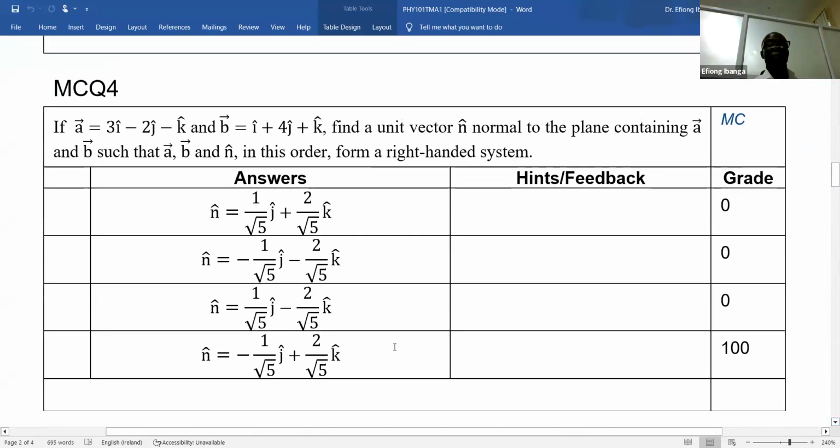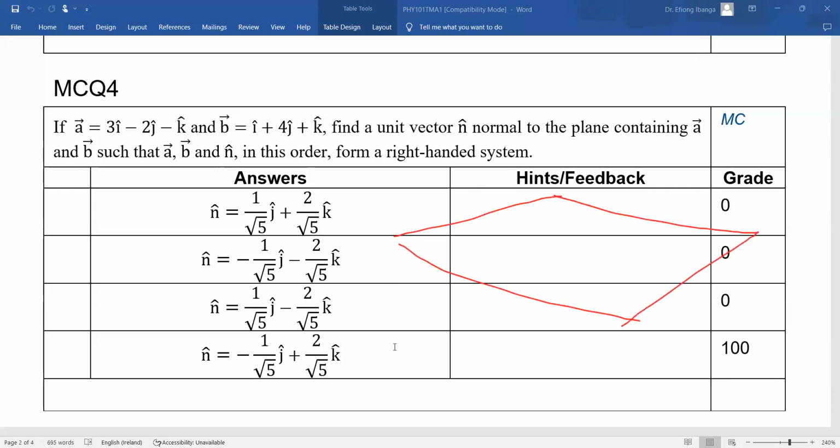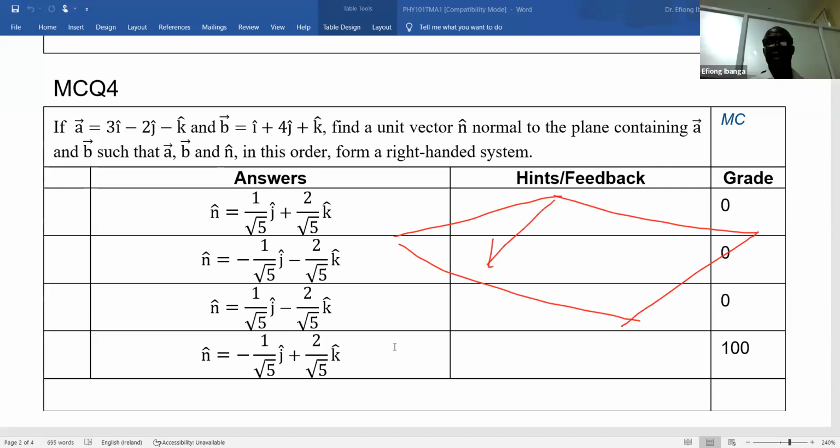So what I expect you to do is this. He said you should find N. So I have a plane. Let me draw it. So you have a plane like this. That is a plane surface. So I have my A here, and I have my B here like that.